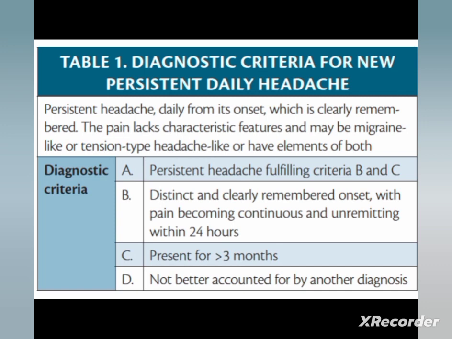But here there will be persistent headache, and the pain will be continuous and will not be resolved within 24 hours. This pain will be present for greater than 3 months. That type of pain is known as new persistent daily headache, not better accounted for by another diagnosis. New persistent daily headache means the person will feel headache daily, it will not be resolved within 24 hours, and it may exist for 3 months.